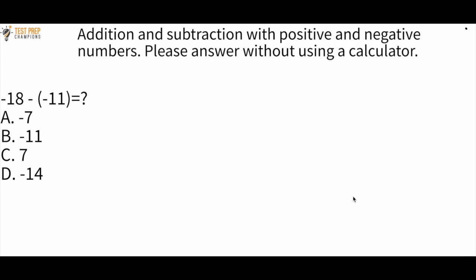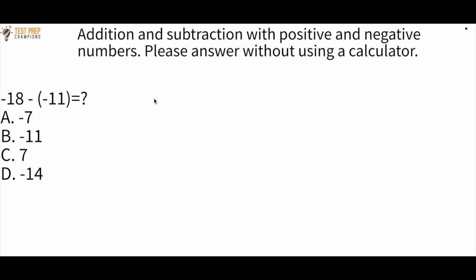Okay, so here there are a couple different ways to think about this. So one way to think about this is to remember that minus tells us to go left on the number line, and negative tells us the opposite. So in this case, minus negative 11, what I would really do here is I would start with negative 18 and I would go to the right 11 steps. Okay, so that's one way to think about this.